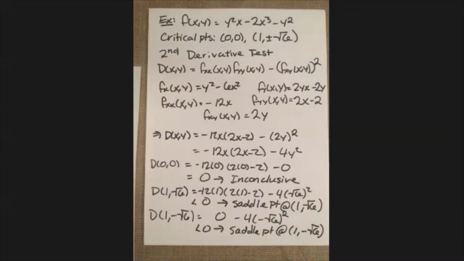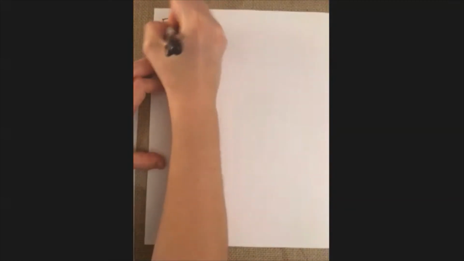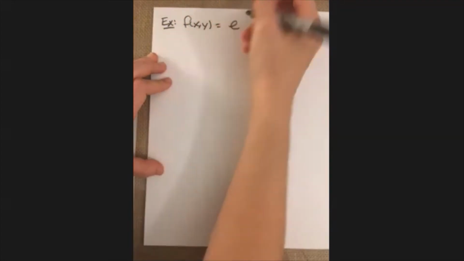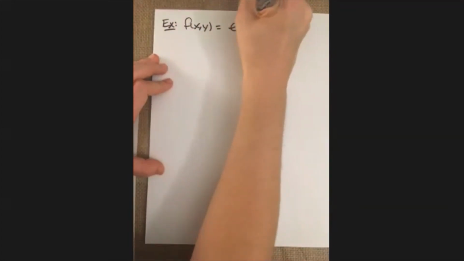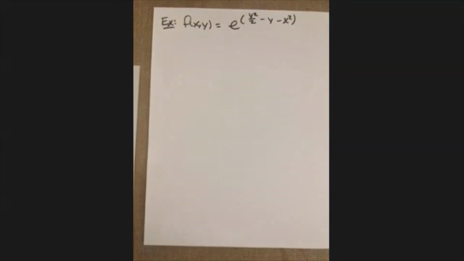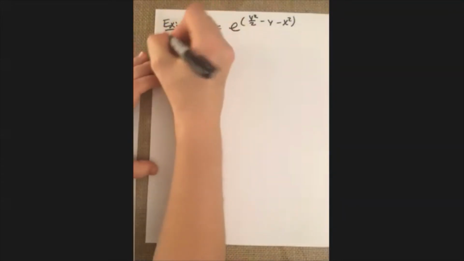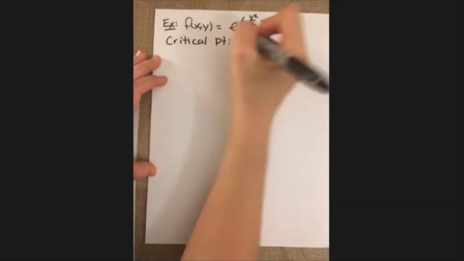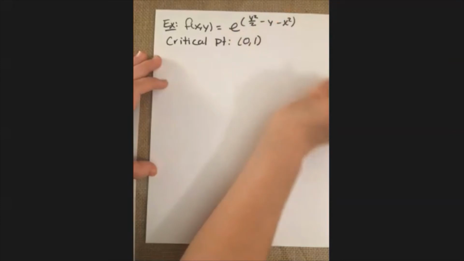All right. That wasn't too bad. Okay, we've got one more here. So our next example is going to be f of x, y equals e to the y squared over 2 minus y minus x squared. Okay, we said earlier that it only had one critical point, and this was the point (0, 1).